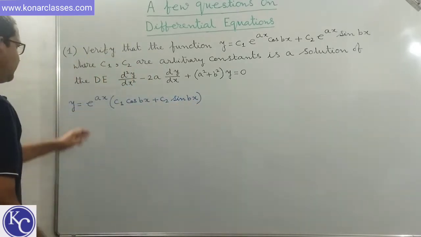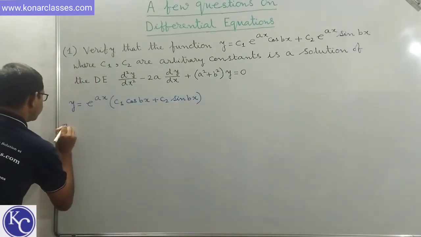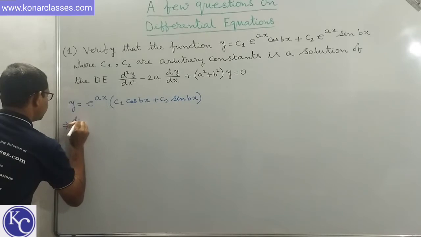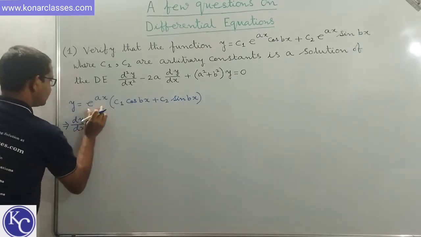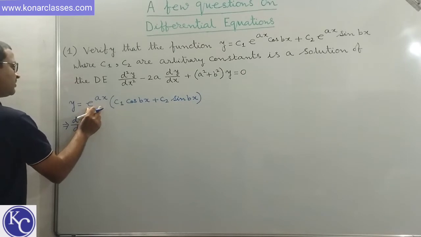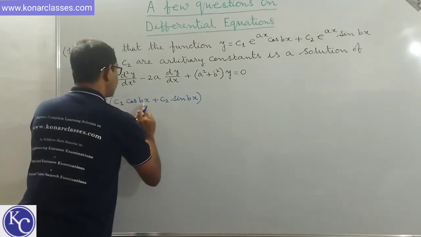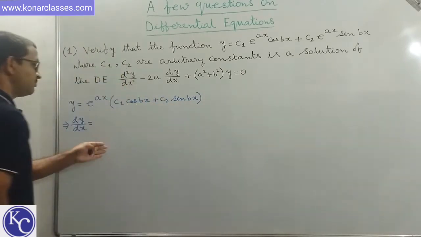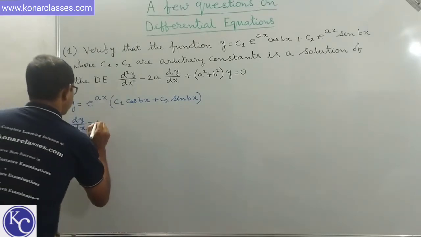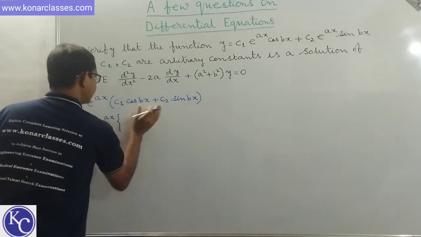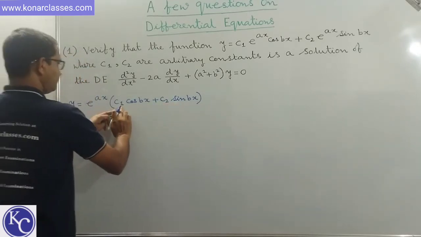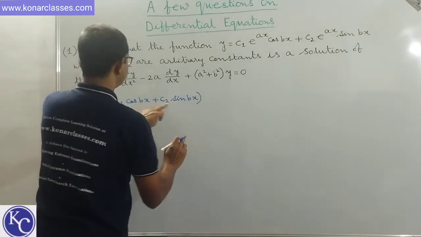Now dear students, let's differentiate both sides with respect to x. Then what we are going to get? dy dx. Now these two are functions. The first function is e power ax and the second function is c1 cos bx plus c2 sin bx. So product rule of differentiation. The first is e power ax into d dx of this entire function c1 cos bx plus c2 sin bx.